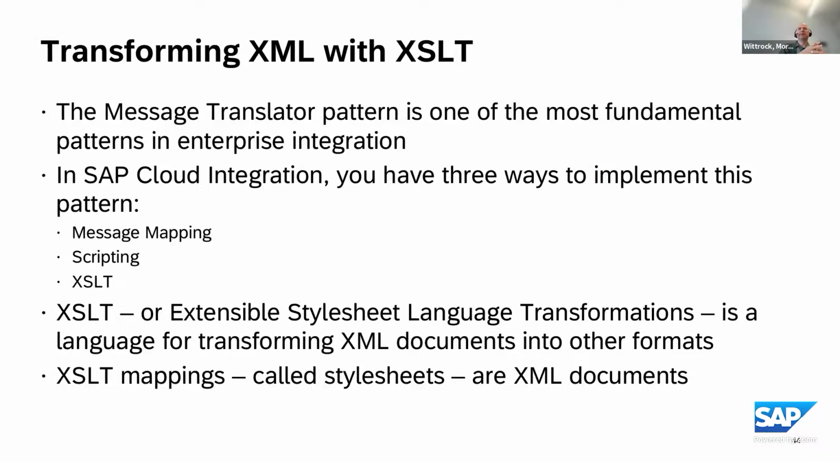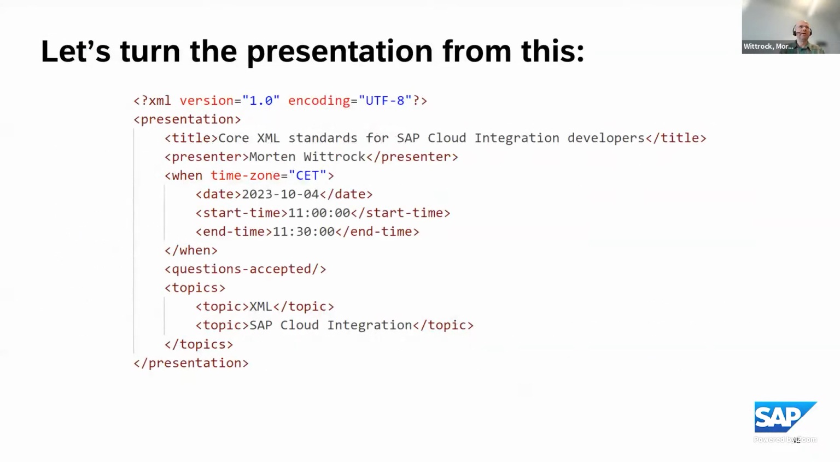You can implement it in scripting, where you code your transformation in JavaScript or Groovy, or XSLT. XSLT can turn one XML document into another XML document, or into other formats like plain text or HTML or JSON. Those mappings, called style sheets, are also XML documents. So like schema, XSLT is also an XML-based language. I'll show you a simple example.